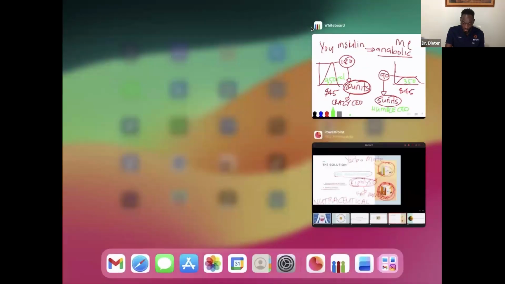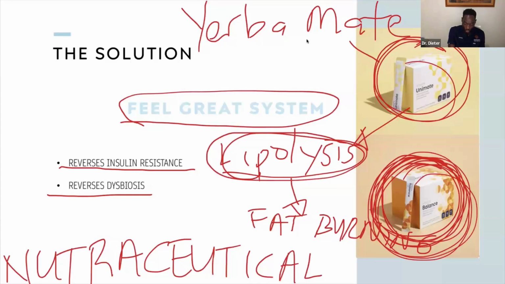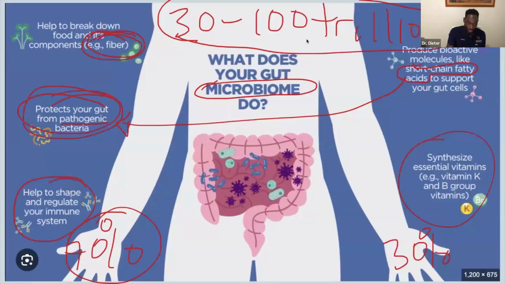So it helps to reverse insulin resistance also, not just by lipolysis, but by decreasing your glycemic index, making your insulin spikes lower. The lower your insulin, the more humble your insulin is, the more receptive your cells are to it. The other thing is that fiber helps to reverse dysbiosis. Okay. Remember, I mentioned in this slide that fiber is food for the microbiome.